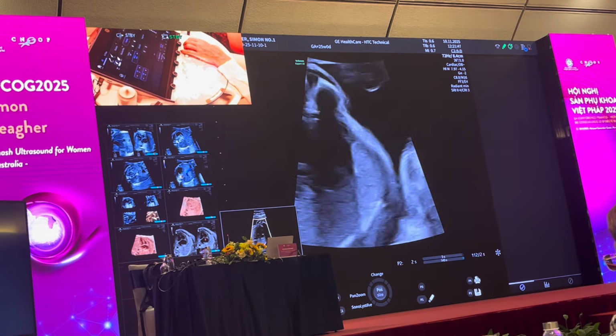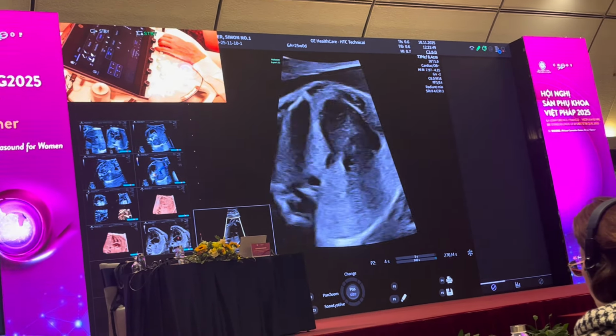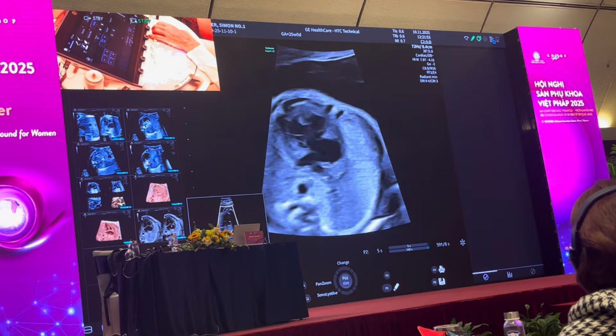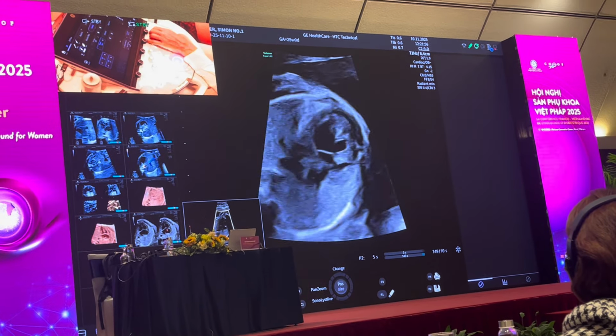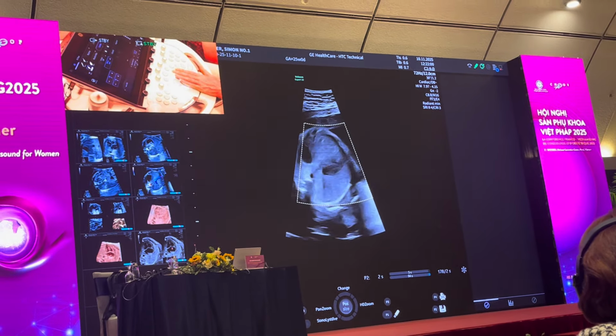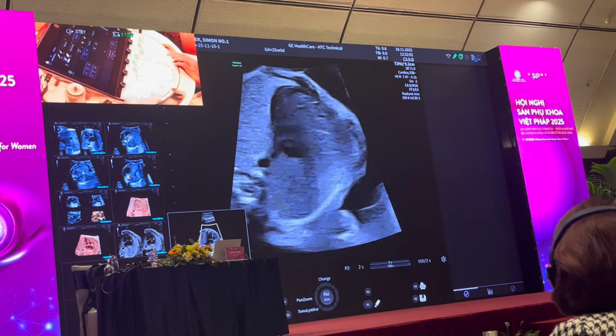and the arm is in front of the chest, so I just need to push the baby a little bit. Sorry, please tell the patient if I'm pushing too hard. So my next step is to demonstrate the outflow tract. The baby is going for a walk.